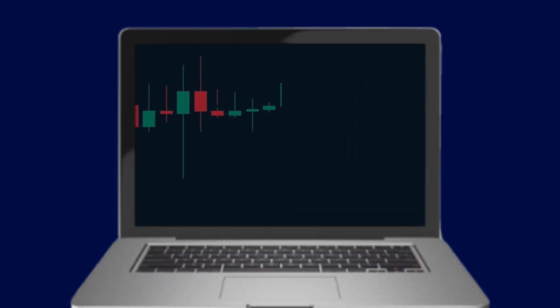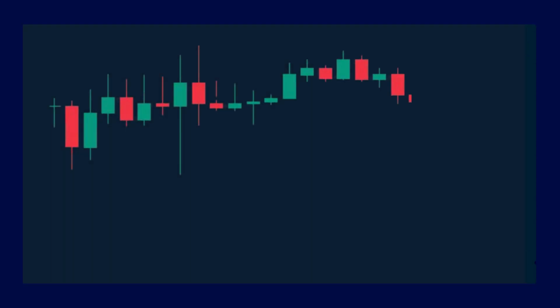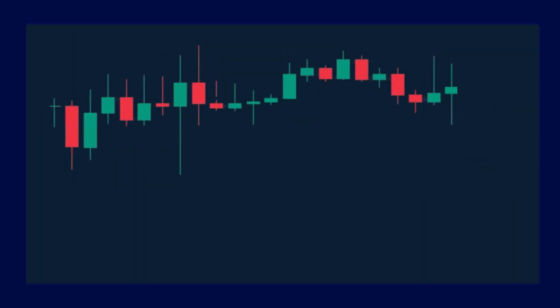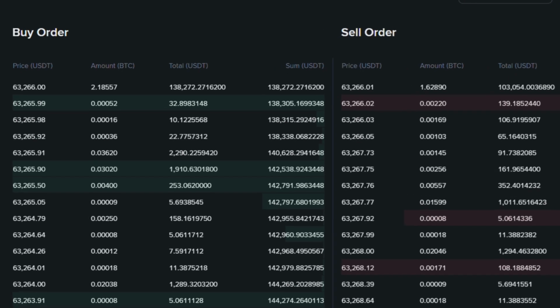Price was sitting still, no big candle, no news, nothing. Then in seconds, it dropped hard. If you were watching the chart, you didn't see it coming, but if you were watching the order book, it was already there. Most beginners watch price.